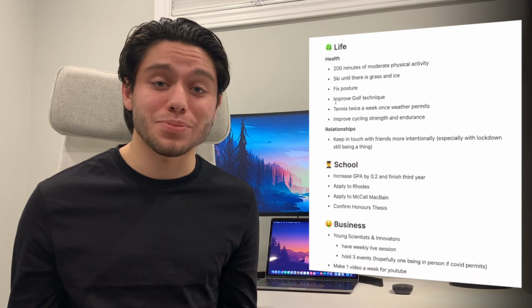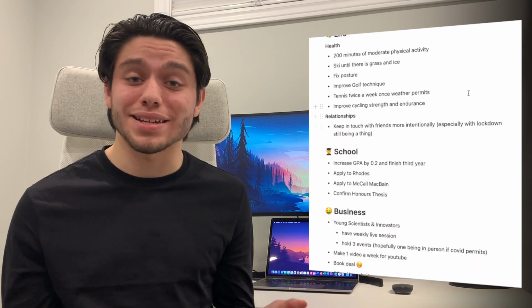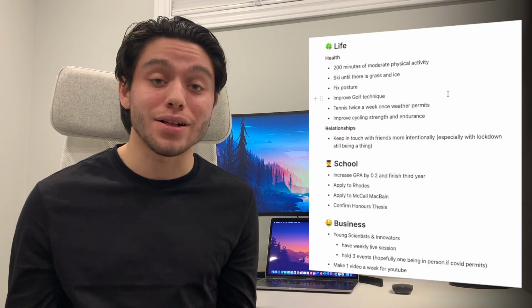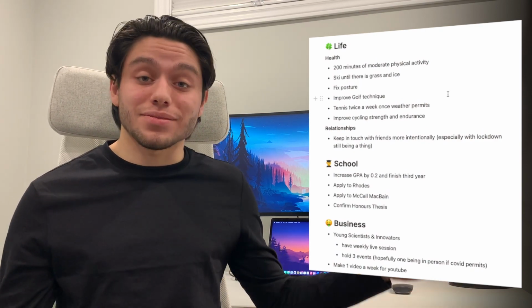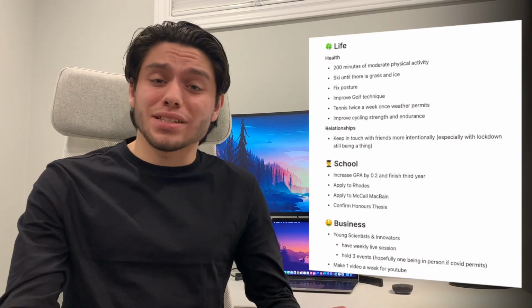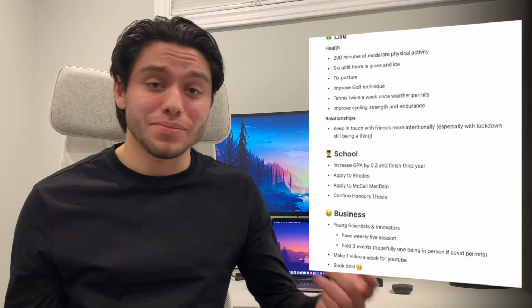So for the health aspect, with this really increased sedentary lifestyle with lockdown and all, I really want to fix my posture with all this sitting. The sit-stand desk has been really clutch for that. I also want to get 200 minutes of physical activity according to the ACSM. Shout out to Mr. Frenetic.